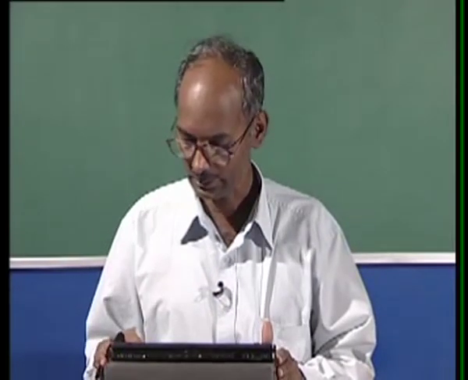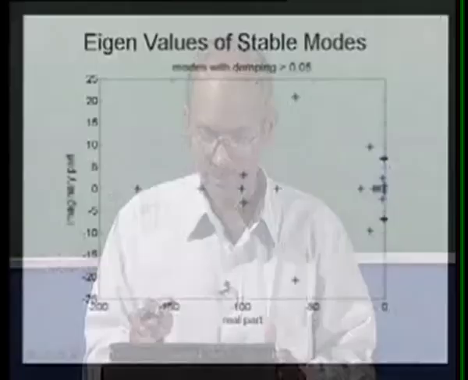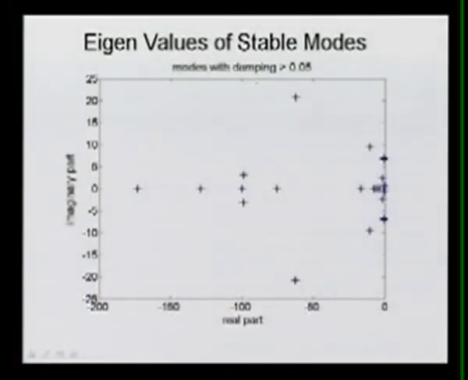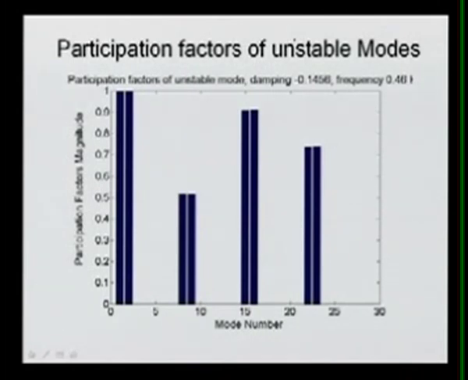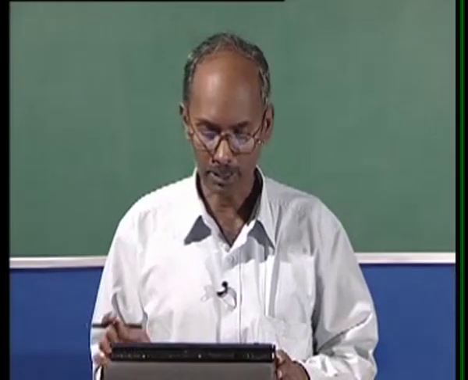To see it, let us look here. These are all the modes, because now we have 28. You can see others are very close to 0, and all of these are stable modes of operation. Now we are calculating the participation factor.